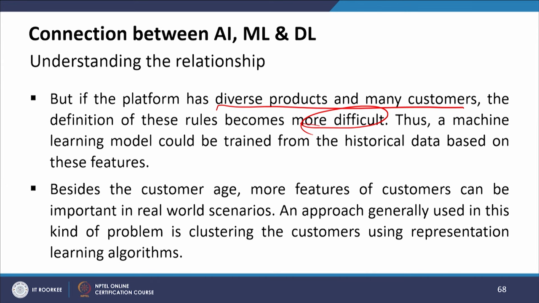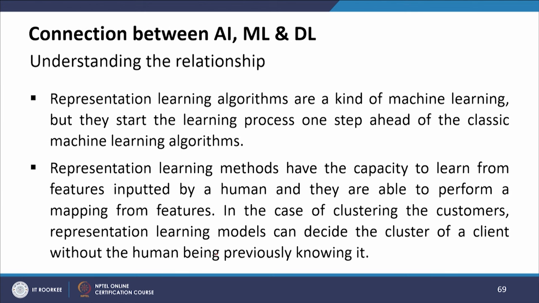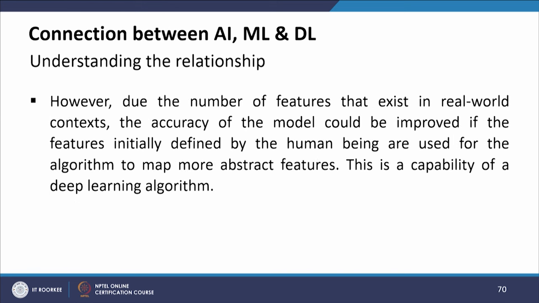An approach generally used in this kind of problem is clustering the customers using representation learning algorithms. Representation learning algorithms are a kind of machine learning, but they start the learning process one step ahead of the classical machine learning algorithms. Representation learning methods have the capacity to learn from features inputted by a human, and they are able to perform a mapping from features. In the case of clustering the customers, representation learning models can decide the cluster of a client without the human previously knowing about it.